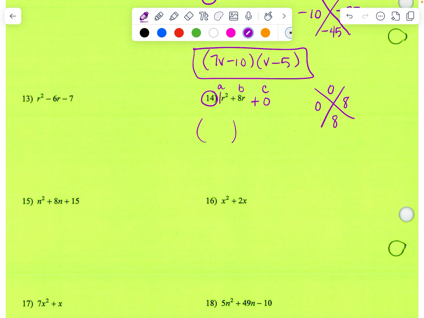Come to your parentheses, fill them in. R plus 0, R plus 8. I'm fine with this answer. If you box this answer and give it to me on a test, I'll give you full credit. But on a multiple choice test, they're not going to ever write the plus 0 part. They're going to simplify everything and say it's R times the quantity R plus 8.